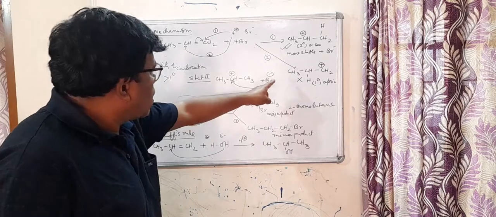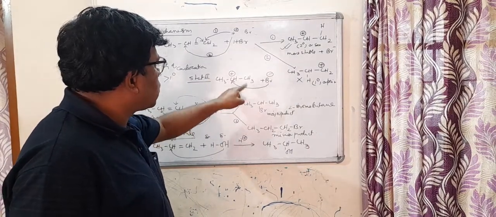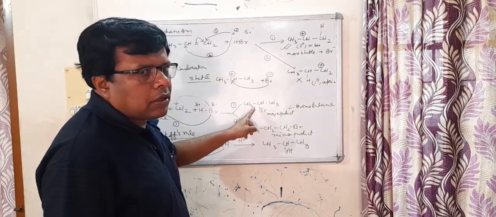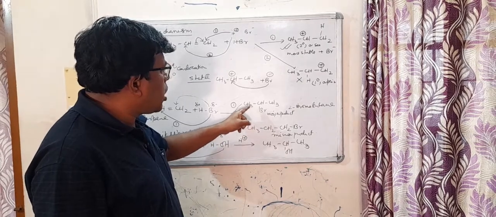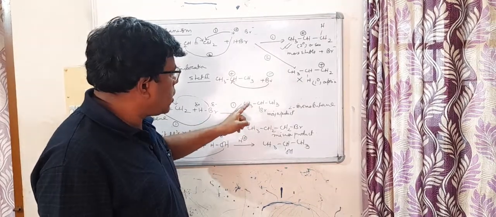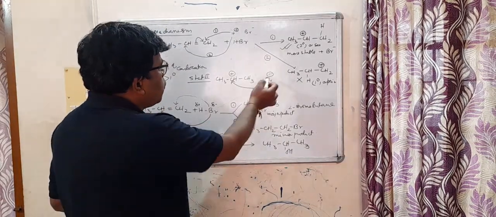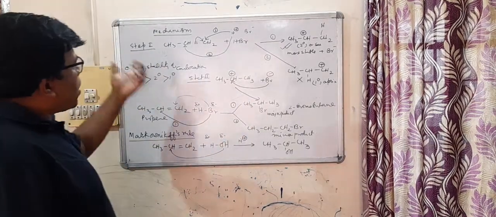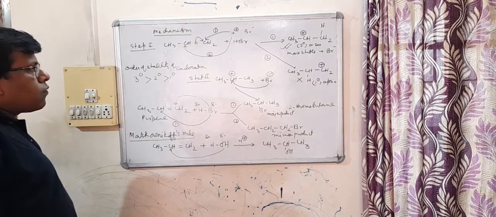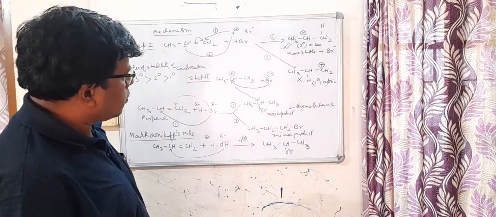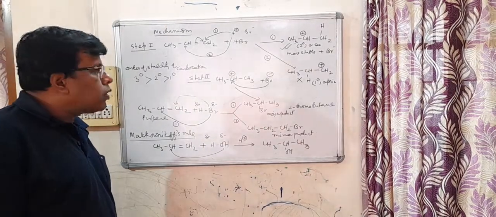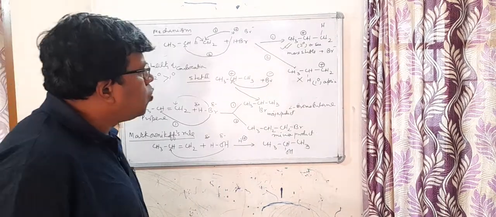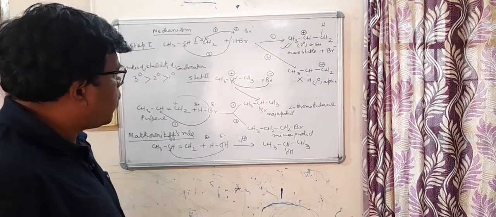So if Br minus attacks at this carbon, naturally we will get this as a product, which Markovnikov has said. So when this attacks with this, we get this product. So this is the mechanism explaining Markovnikov addition. In your exam, Markovnikov's rule and this mechanism will be very important.